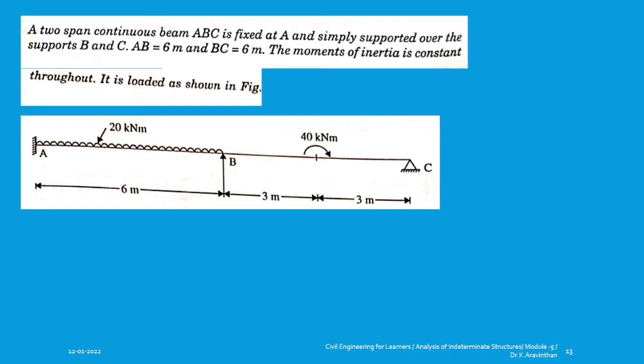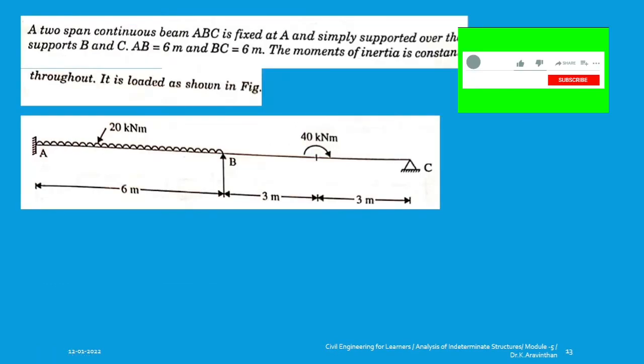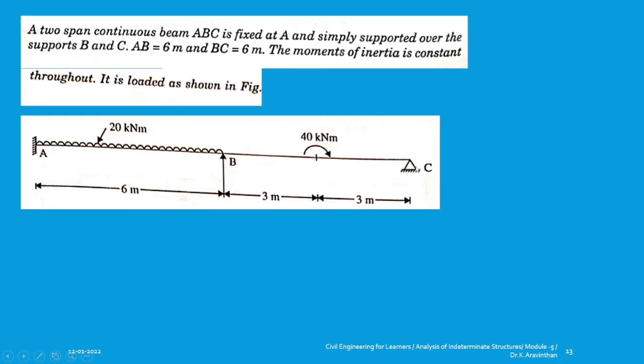First you should find the kinematic indeterminacy, that is Ki. If you recollect, the formula is Ki equals number of joints times degree of freedom minus support reactions. How many joints are there? A, B and C, three joints, and the degree of freedom is 3. So multiplying 3 by 3, your answer will be 9, minus the support reactions.